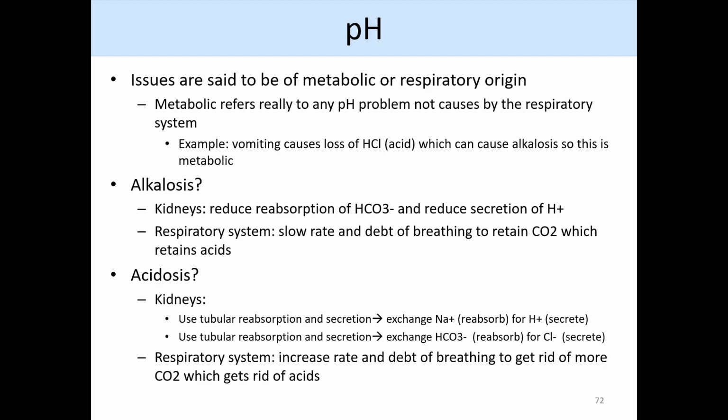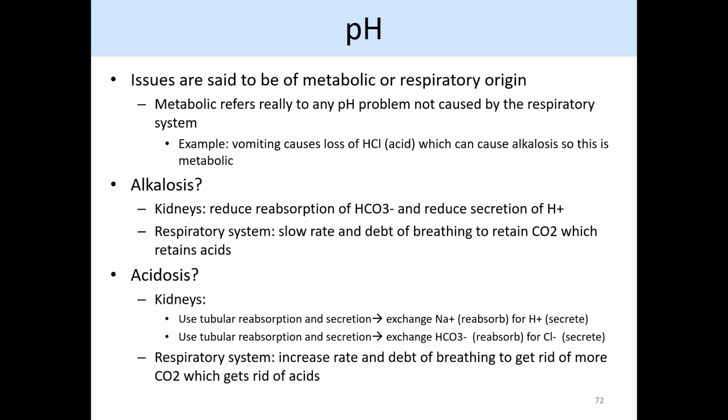Most pH issues are said to be of metabolic or respiratory origin. So metabolic is referring really to any pH problems that are not caused by the respiratory system. And these pH problems are often caused by metabolism problems. When we say we have a pH imbalance of metabolic origin, it's really just referring to any problems with pH that are not caused by the respiratory system.